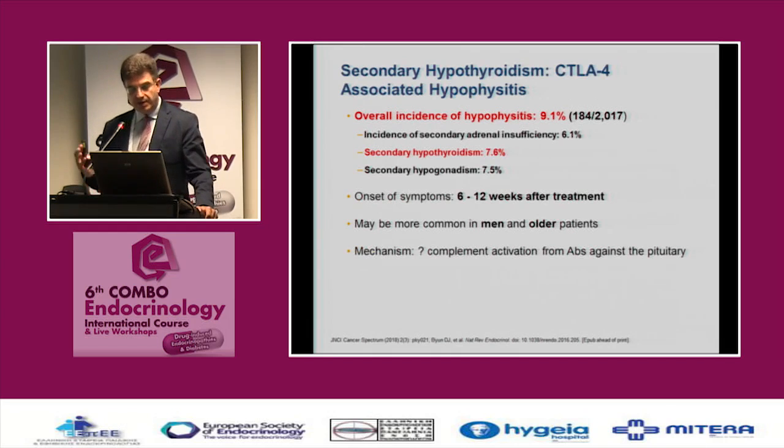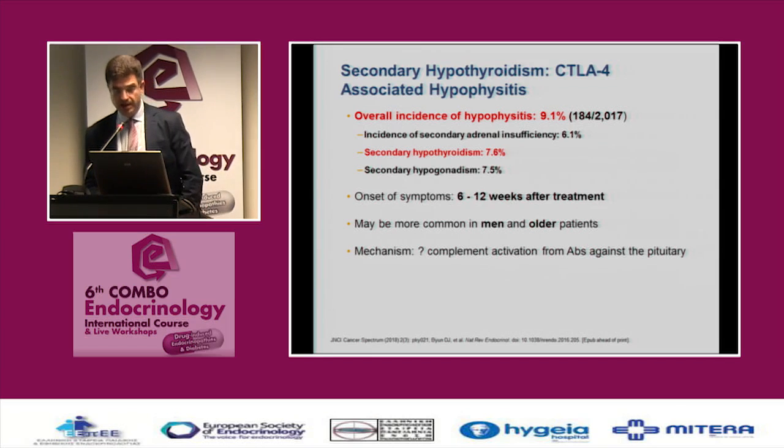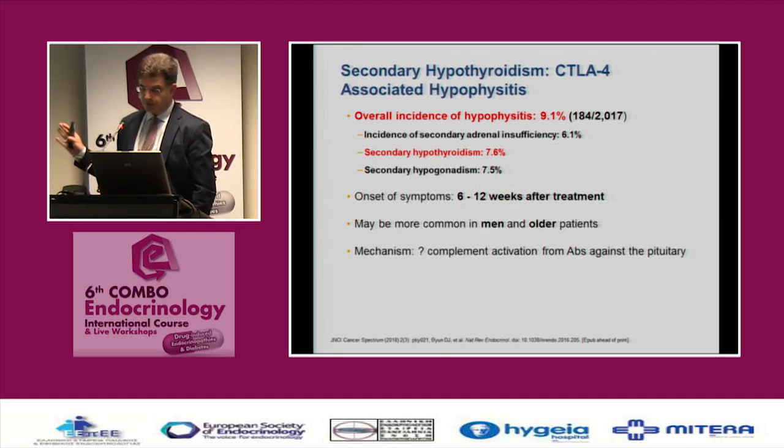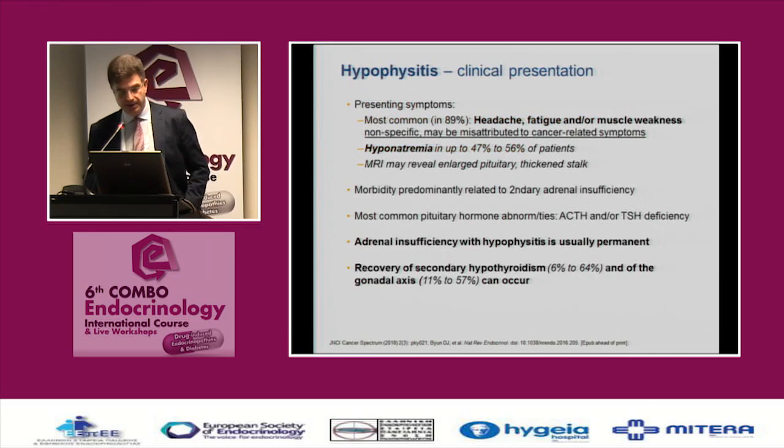In terms of secondary hypothyroidism, which is related to hypophysitis, the overall incidence of hypophysitis, as you can see, is 9% approximately, and secondary hypothyroidism is 7.6%. The onset of symptoms is about 6 to 12 weeks after treatment, and interestingly, this is more common in men as compared to the idiopathic autoimmune hypophysitis, but this may be due to the fact that a lot of those patients had melanoma, which is more common in men. The mechanism may be related to complement activation from antibodies against the pituitary gland.